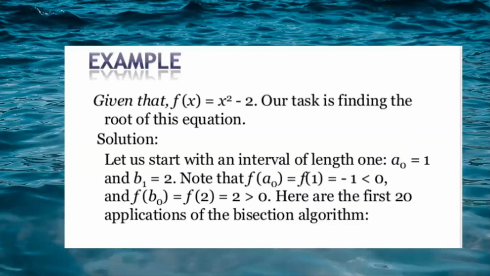Okay. Next, given that f of x is equal to x square minus 2, our task is finding the root of this equation. So we have to choose two values, one less than 0 and one greater than 0. Let us start with a naught equal to 1. F of 1 is minus 1, less than 0. F of 2 is greater than 0. So one is less than 0, one is greater than 0.